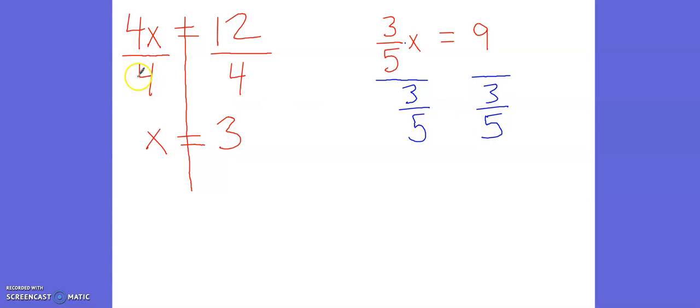I guess I should have done these in blue, huh? That's probably what you're thinking. That's what I'm thinking anyway. Okay, and then you go 3/5 divided by 3/5. I hope you guys know what that is. It's 1x.